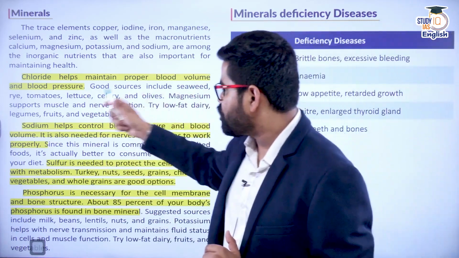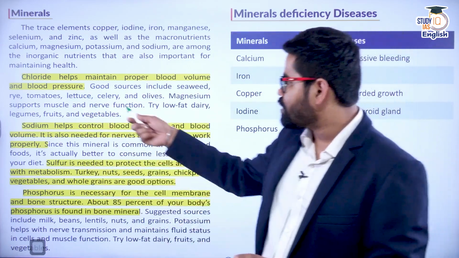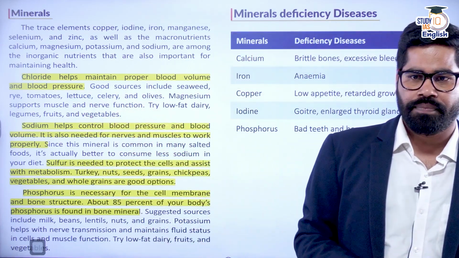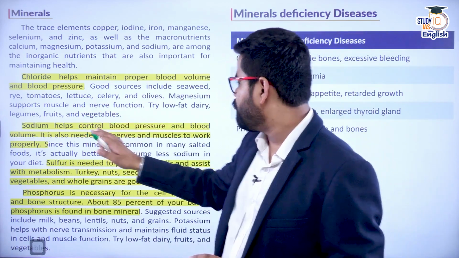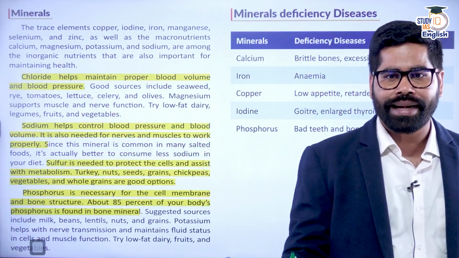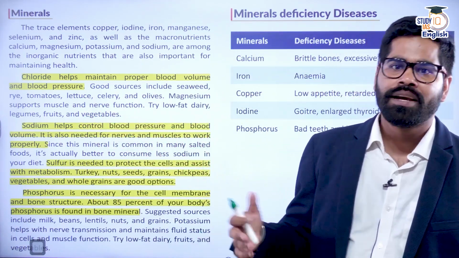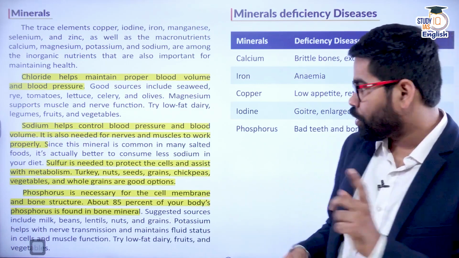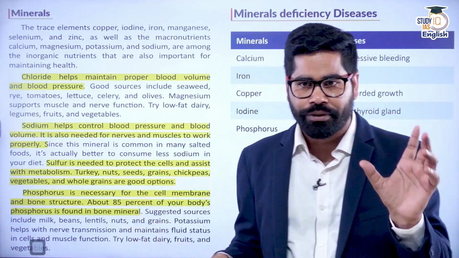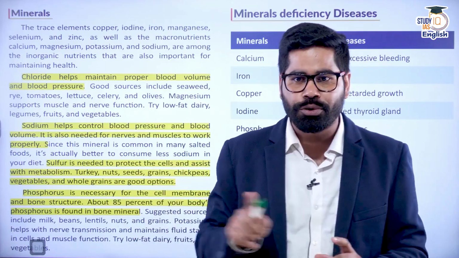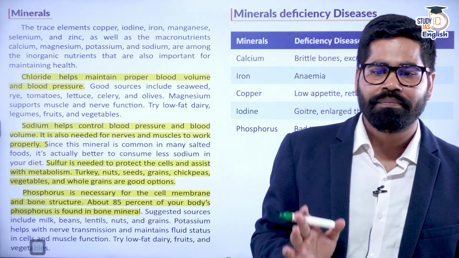Then magnesium, it is supporting the muscle and the nerve function. And then fruits, vegetables, legumes, or low fat dairy can be used to get magnesium. The sodium is also regulating or helping to control the blood pressure and blood volume.